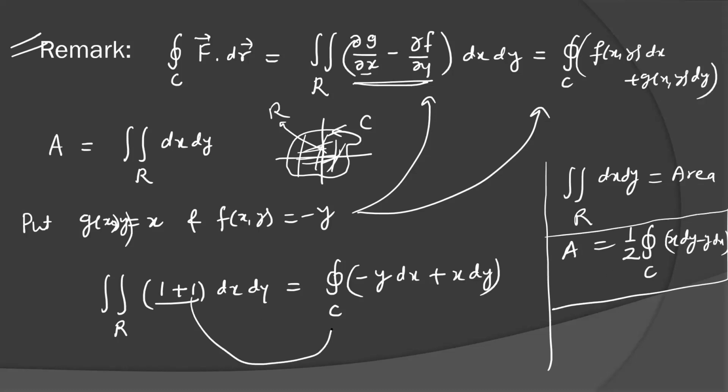If you divide by this 2 here, you will get the area element here. So area of any region R is given as double integration in this form and line integration in this form. So this is a very good result. Let's see one example based on this remark.